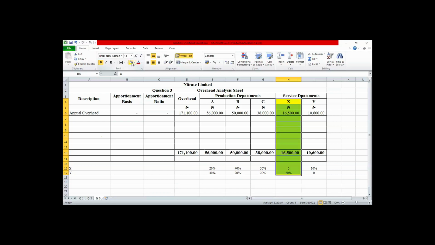Because after formulating the equation, look at it. The first thing I have here, can you see my cursor? It's X, followed by 16,000, followed by 0, and followed by 20%. Now I will formulate the equation. Equation formulation.